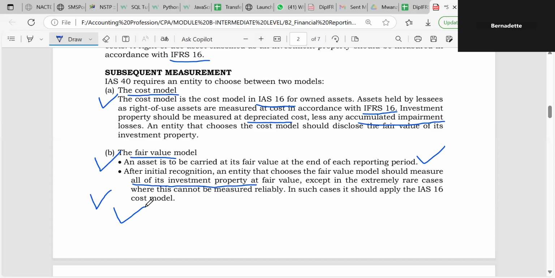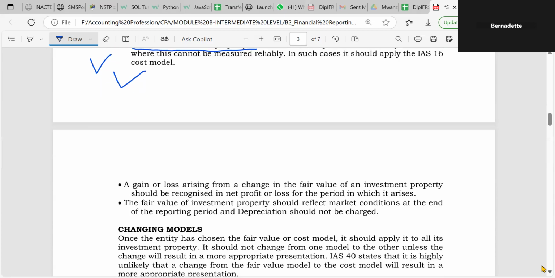In case you cannot get the fair value, then you have no way, because if you can't get the fair value, you can't do that. So it's fine. You can apply the cost model because the fair value is not there, right? But it is not appropriate to just switch between measurement models. You do that because you have no choice.